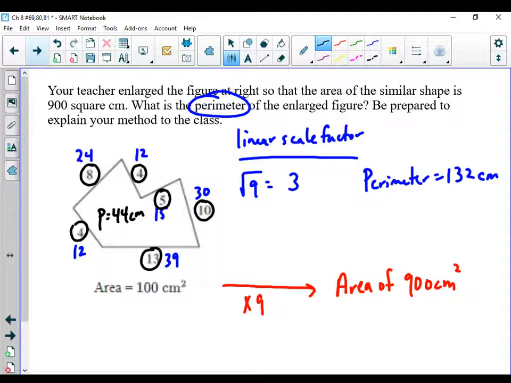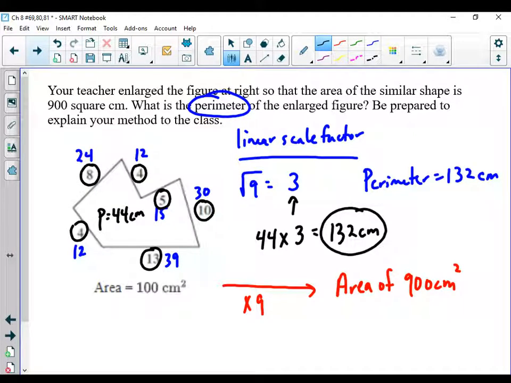But I already know that the new perimeter is 132. But if I didn't know that, what I can do, because perimeter deals with side lengths, and side lengths really refers to the linear scale factor, I could have taken that 44 and multiplied by the linear scale factor. And when you do that, I get that perimeter that we already discovered. So you had two different ways to do this when you could have either taken the perimeter and multiplied by 3, or you could take each side, multiply by 3, and then found the perimeter.